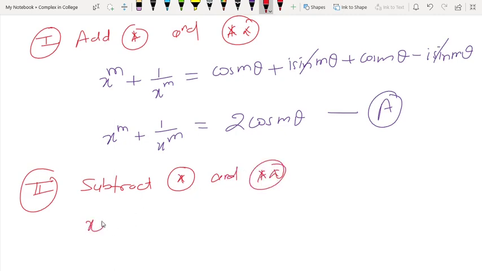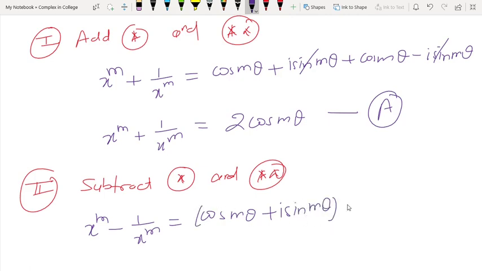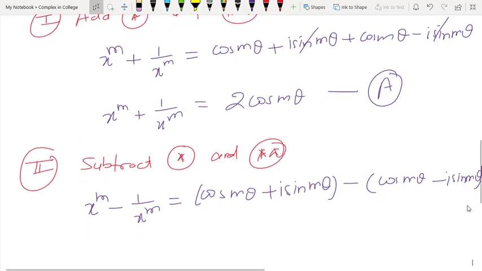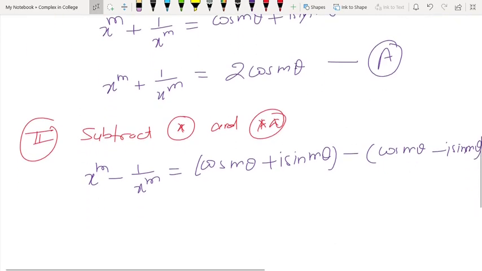Now what we have here, x raised to m minus 1 upon x raised to m is equal to, for the first part, we have cos m theta plus i sin m theta. Let me keep it in brackets because there we have a negative sign. Then we have cos m theta minus i sin m theta. Simple.